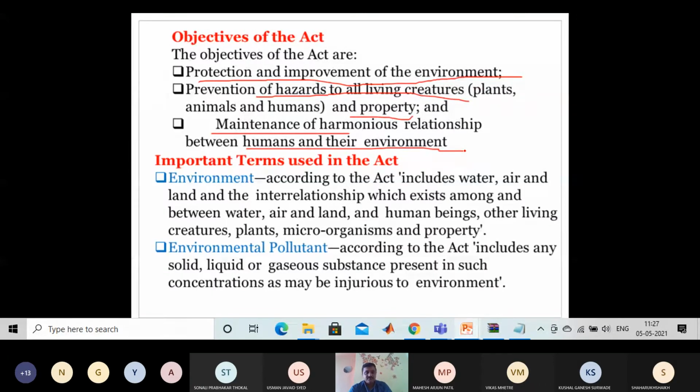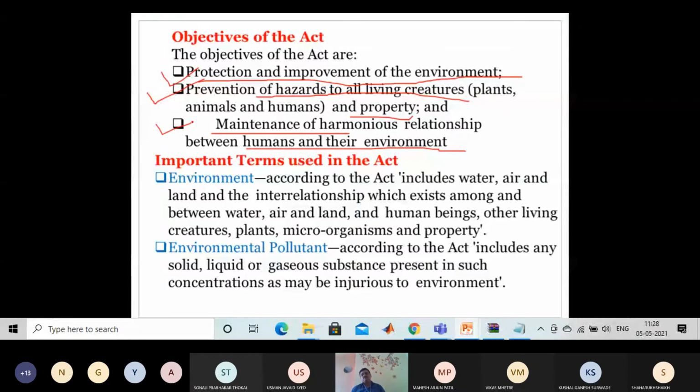So these are the main three objectives: protection and improvement of environment, prevention of hazard. In the first case, we are protecting and improving. Second, we are preventing hazard, meaning any harmful effect of that particular activity. Our aim is to reduce or prevent that harmful effect. And the third objective is to get the proper relationship between each and every element of the environment and human beings. So these are the main three objectives of the Environmental Protection Act.